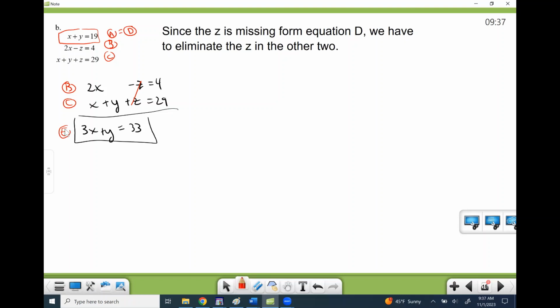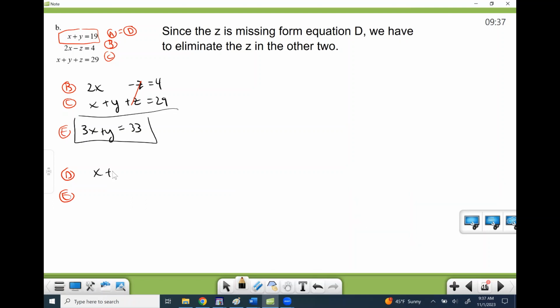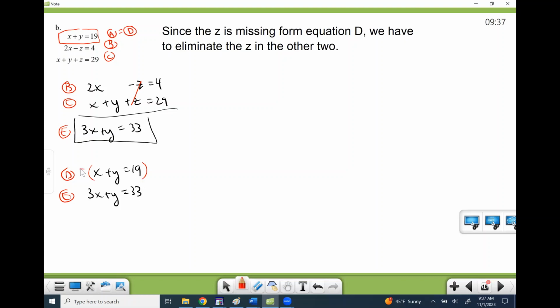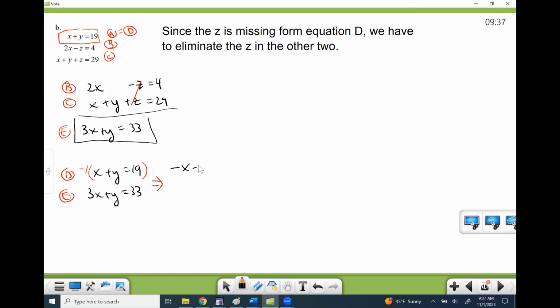So we're ready to put D and E together. So if we put D and E together, let's see what happens. Well, it'd be nice to get those y's to go away. So let's say that we multiply the top equation by a negative 1. Then that's going to change the sign on that y, right? So we'll have negative x minus y equals negative 19. And now you can see that the y's are opposite of each other.